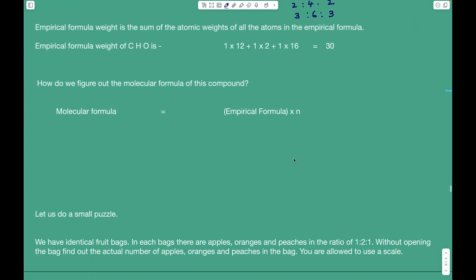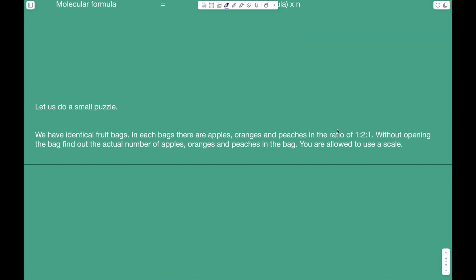Now, how do we figure out the molecular formula from the empirical formula of a compound? To understand this, let us solve a simple puzzle. Say we have some apples, oranges and peaches with us, and I picked a few apples, oranges and peaches and placed them in a bag and I sealed the bag. Now the puzzle is, we have to find out the actual number of apples, oranges and peaches present in this bag without opening it.